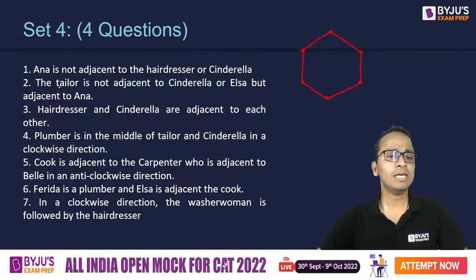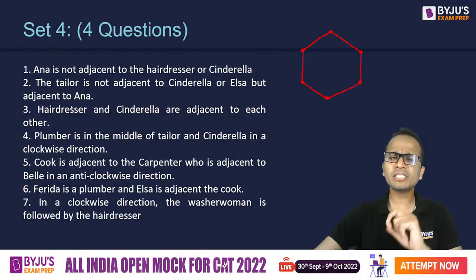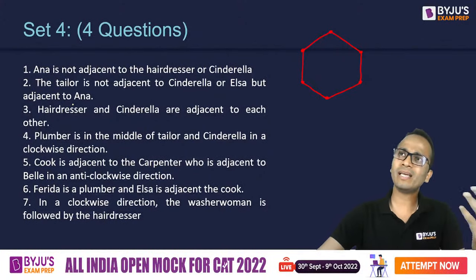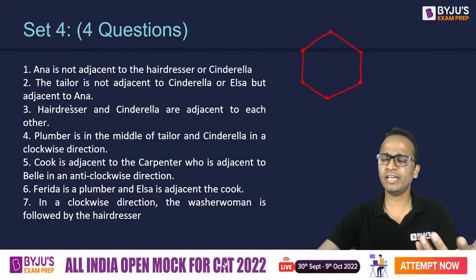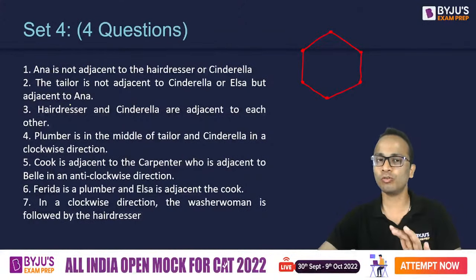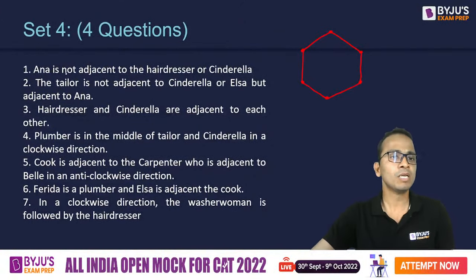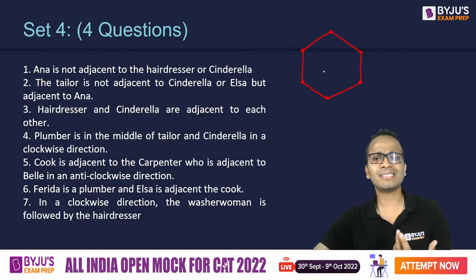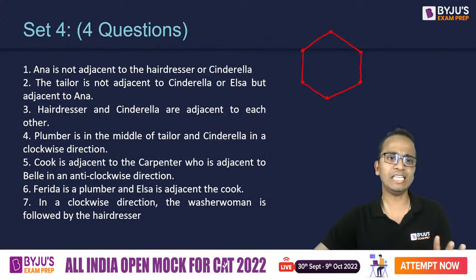So let's start. Now there are 7 conditions. I should be starting from that condition that gives me the place for at least 2 people. Either their name related with their profession, fine, it can be anything. So I just need the proper positions of at least 2 of them. I'm getting 3, it will be good. Now statement 1 says Anna is not adjacent to hairdresser or Cinderella. So I'll be able to put Anna, but where will hairdresser and Cinderella be? I don't know. I'll leave this.